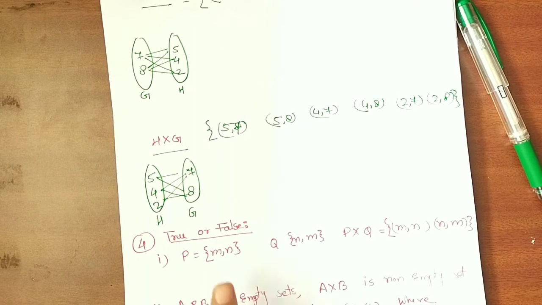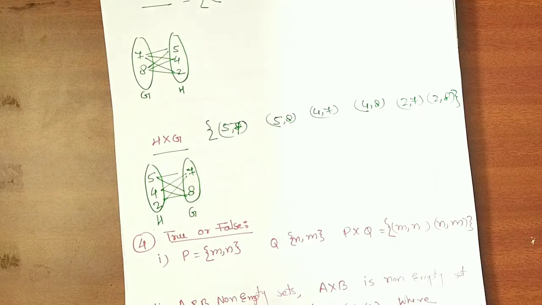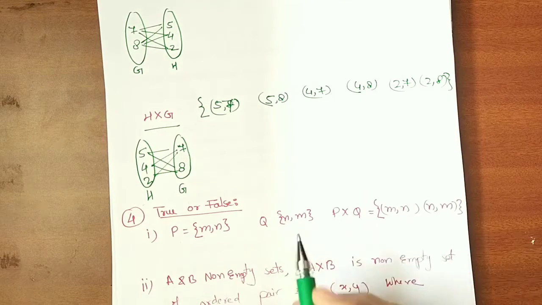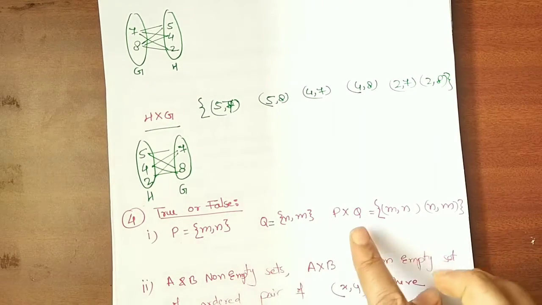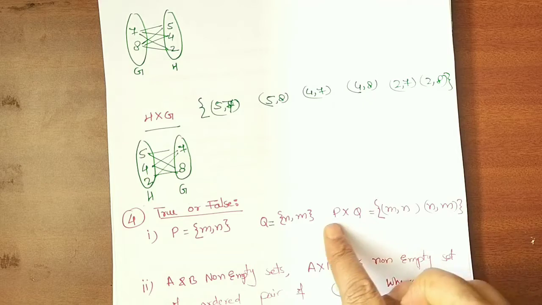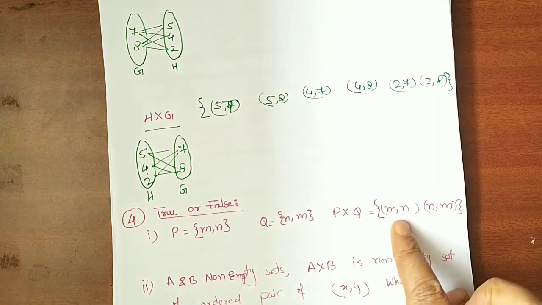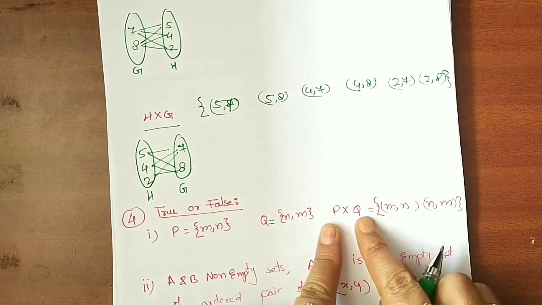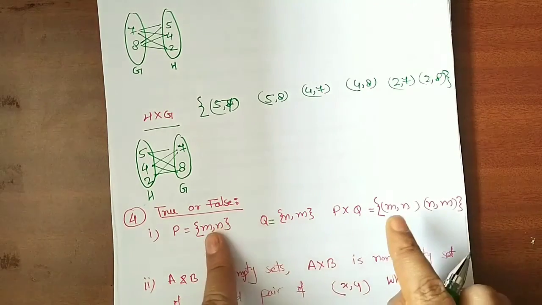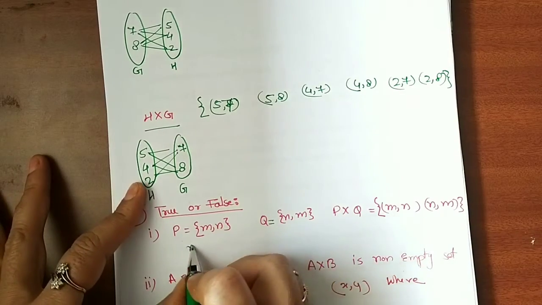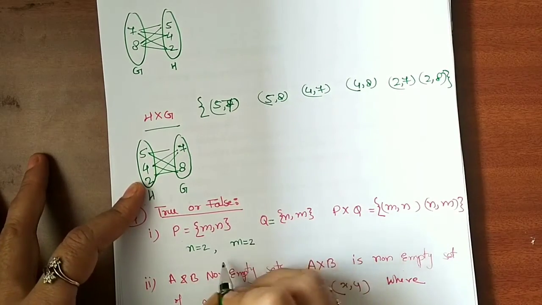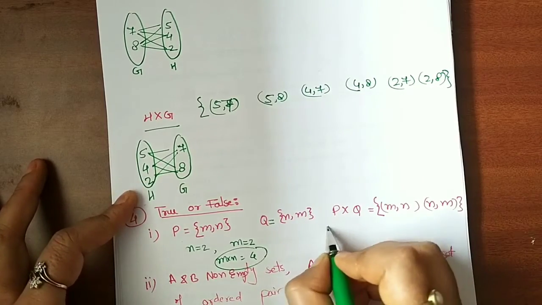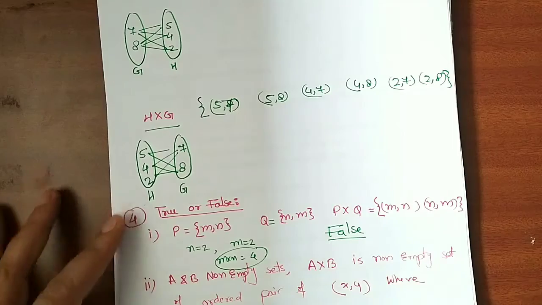Let's see the solution of question number 4. It says P is a set {m, n} and Q is a set {n, m}, and P cross Q, the Cartesian product, will have {m, n} and {n, m}. It's clearly wrong. Why? Because the Cartesian product is supposed to have 4 elements, because here are 2, here are 2. Here n is 2 and m is 2. The total m cross n should be 4, whereas we have only 2 elements. So this is a false statement.